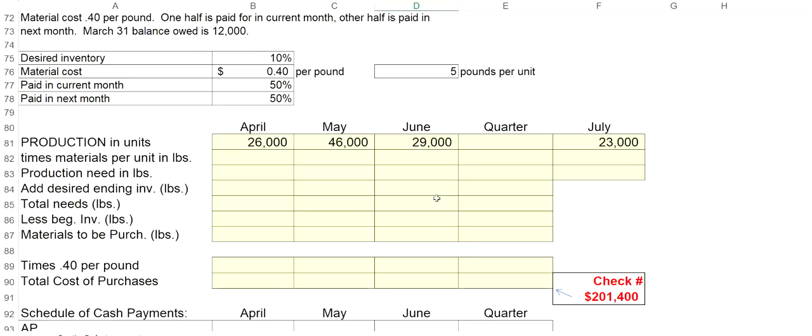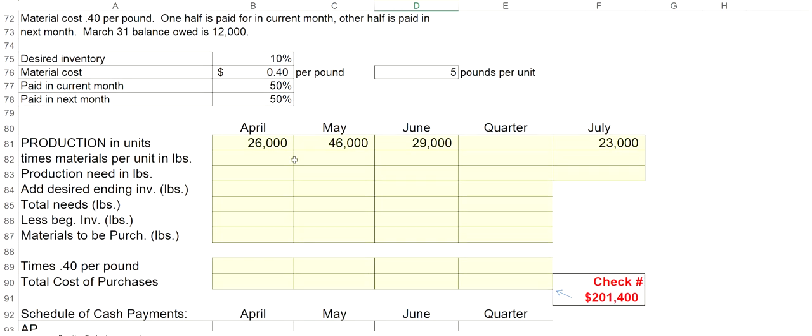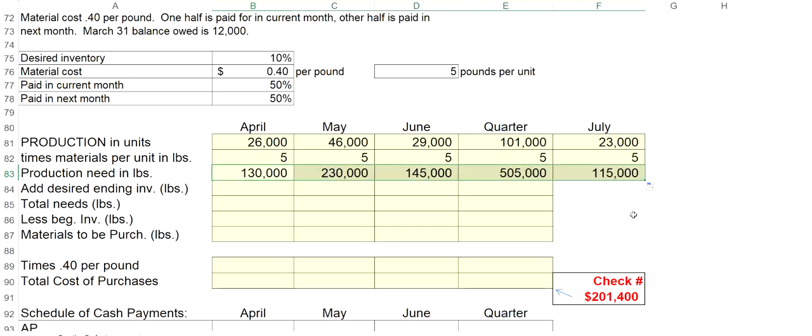Okay, let's go back to the materials budget. There are 5 pounds of materials needed for each unit we produce. Again, I put in capital letters here. We start with production in units, not sales. What I will do first is I will add April, May, and June together. So the quarter needs 101,000 units. It takes 5 pounds of materials per unit as given. So I will multiply the units produced times 5. And I'll do that for May, June, quarter, and July.